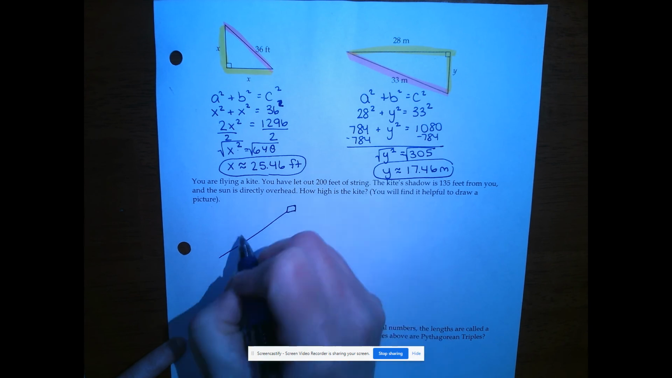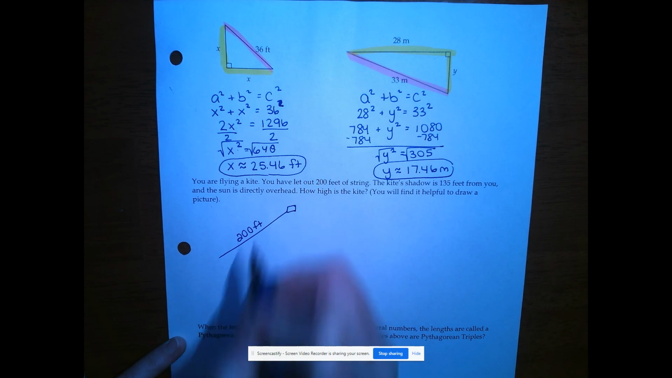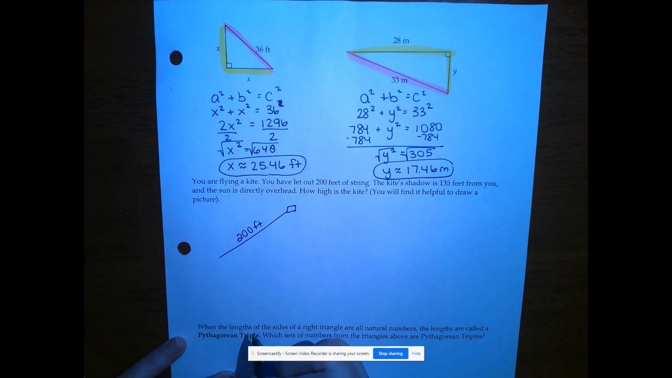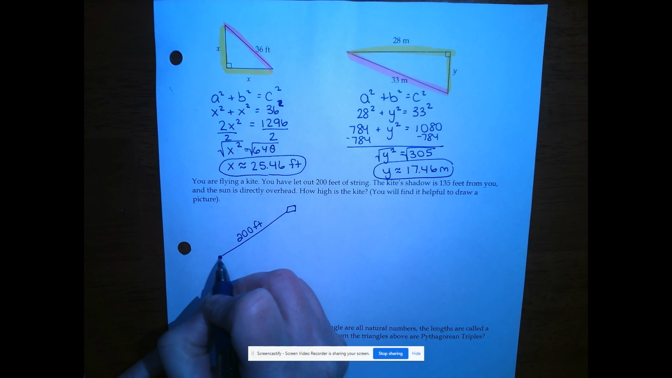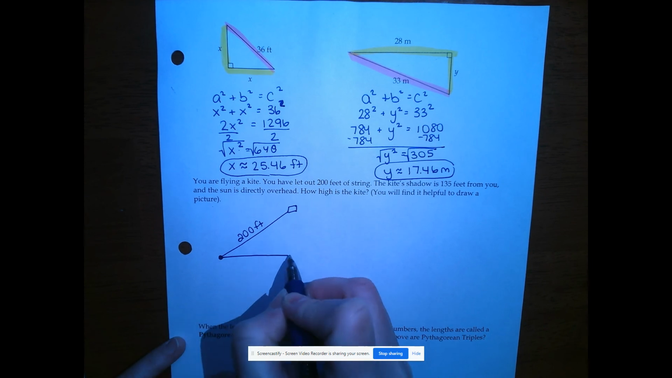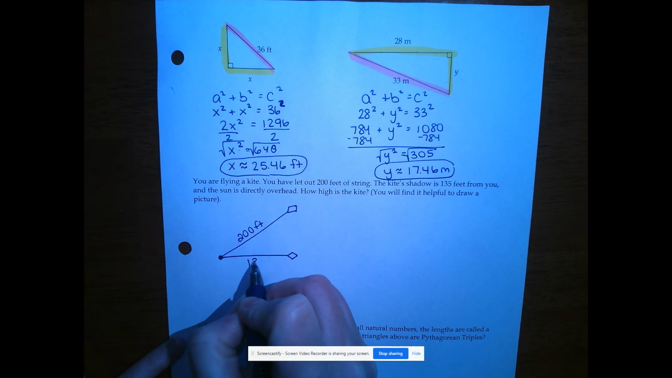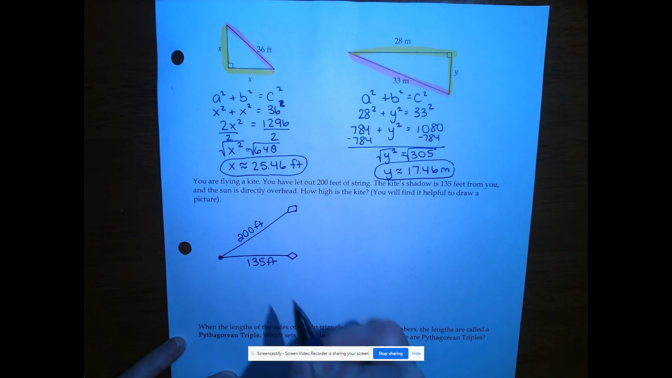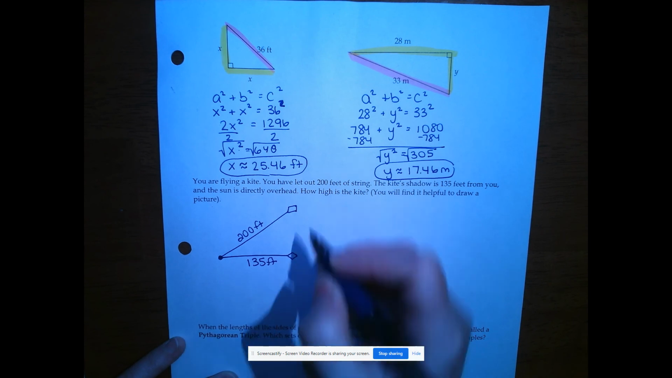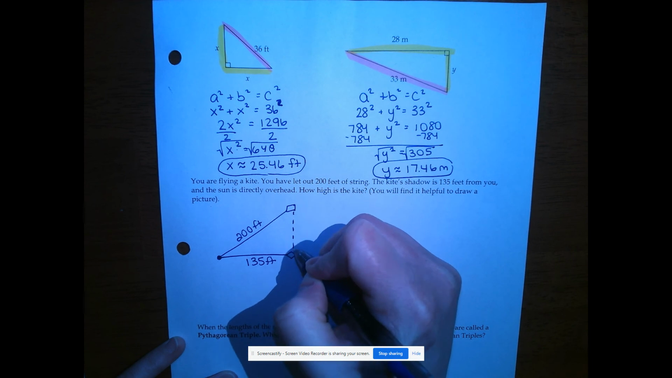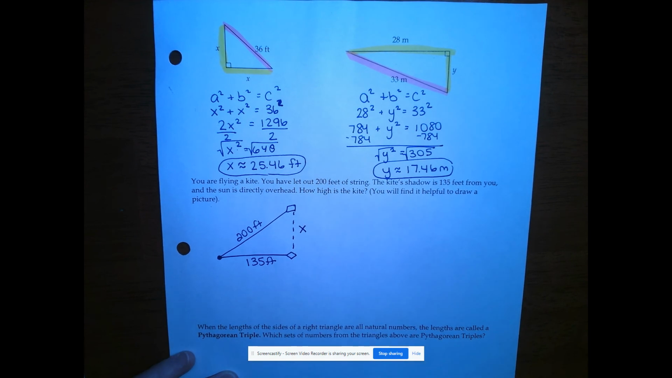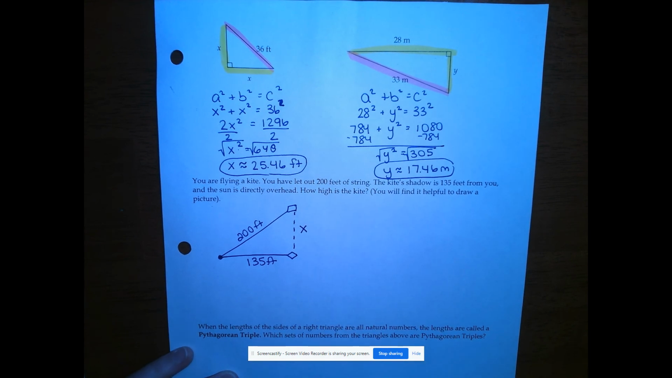You've let out 200 feet of string, all right? And the kite's shadow is 135 feet from you. Well, you are here, and the shadow is going to be over here on the ground, 135 feet from you. And the sun is directly overhead. How high is the kite? So the thing we don't know here is the height. So it is a crude drawing because that is not my strength.